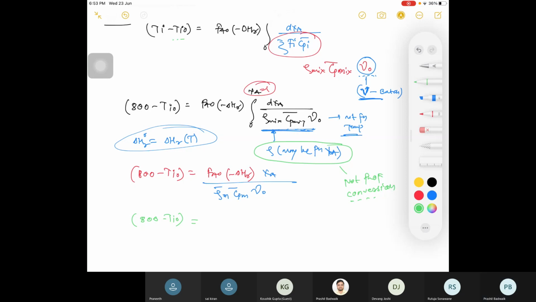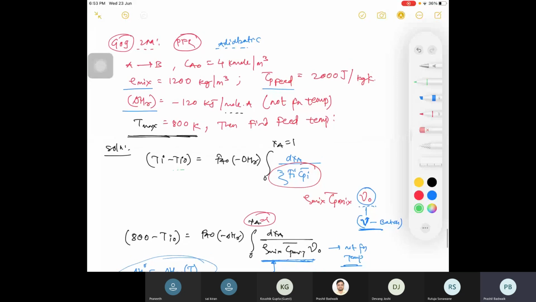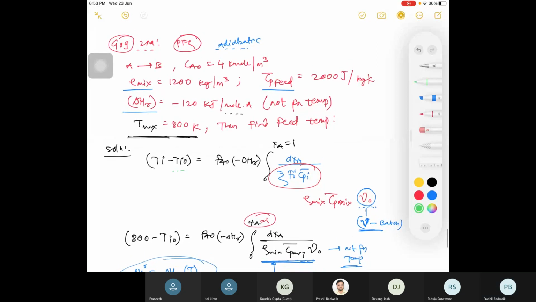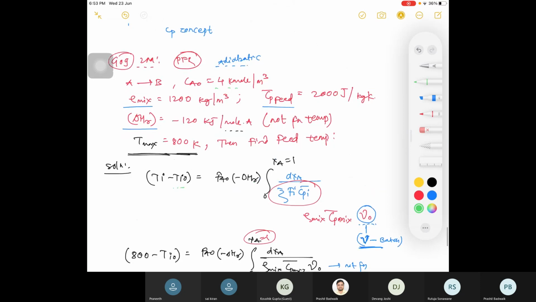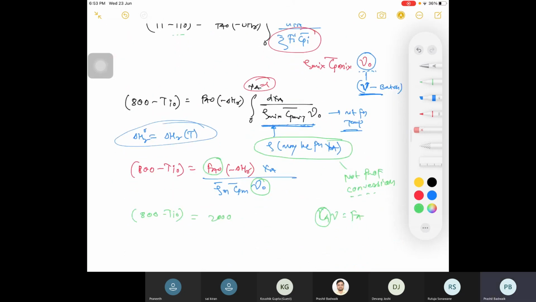So FA naught is, what is FA naught? CA naught is given to you. So you'll be having FA naught divided by nu naught. You know FA divided by V is your CA, CA into nu is equals to your FA. So you will be having CA naught, and CA naught is given as 2000. Why am I writing 2000? So it is 4000, because it is 4 kilomole. So we need to convert into moles.